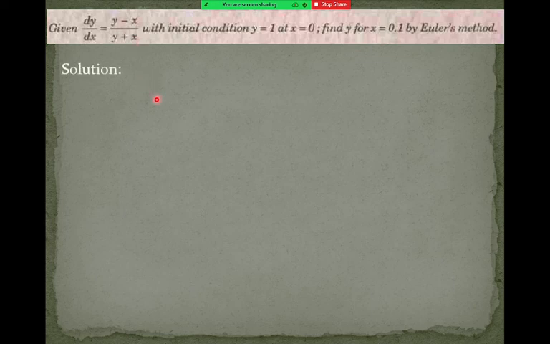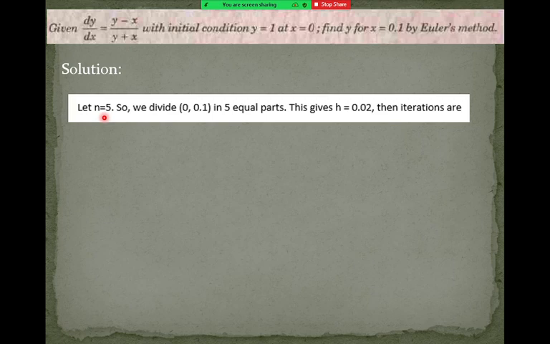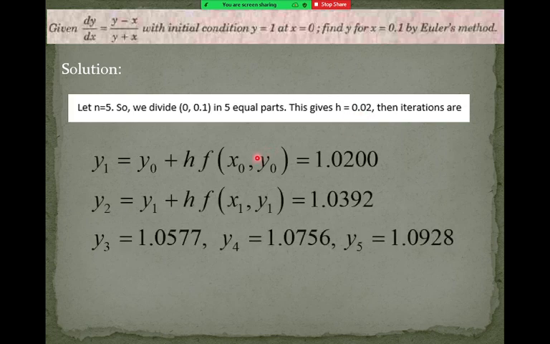So the question is very straightforward. I take n equal to 5. If we divide this interval, 0.1 minus 0 upon 5 gives you 0.02. You can check it. Then the iterations: y1 is y0 plus h f of x0 y0. Can you tell me the value of x1 here? 0.02, correct. x1 is 0.02. What about x2?